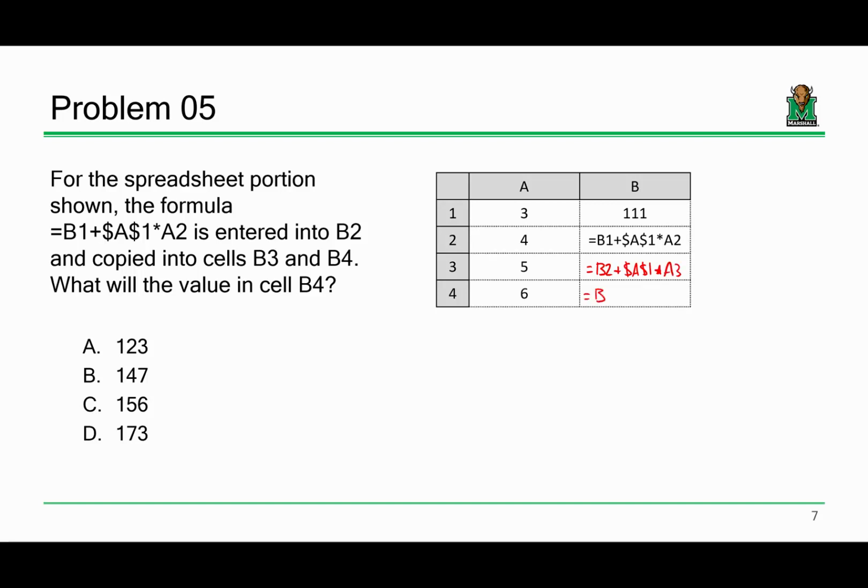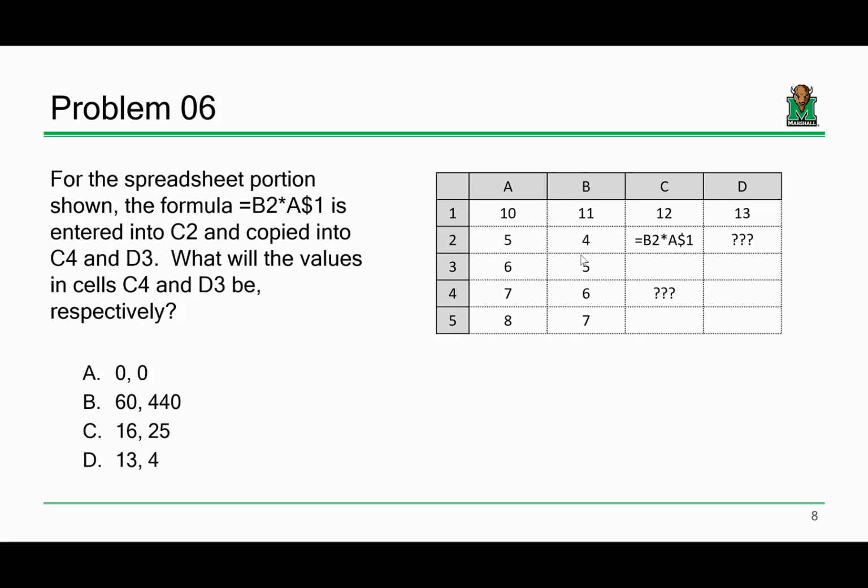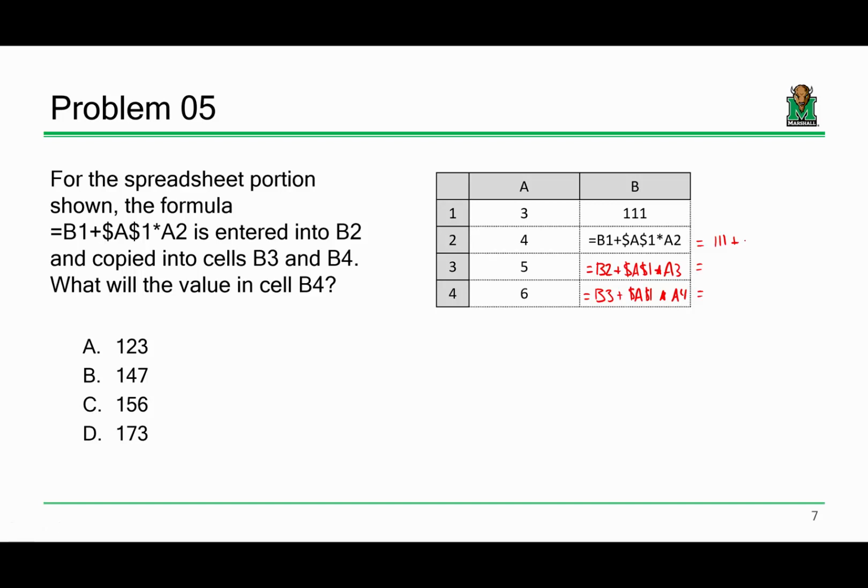And so the same thing here. That goes down, that stays locked, that comes down. And so if you've got that, then you can start calculating each of these out. Let's take the first one. So that's B1, that's 111. My apologies, my technology is not going well. Okay, B1 plus, the A1 is locked, so that's 3, and then A2 is 4. So 3 times 4 is 12, plus 111, that's 123.